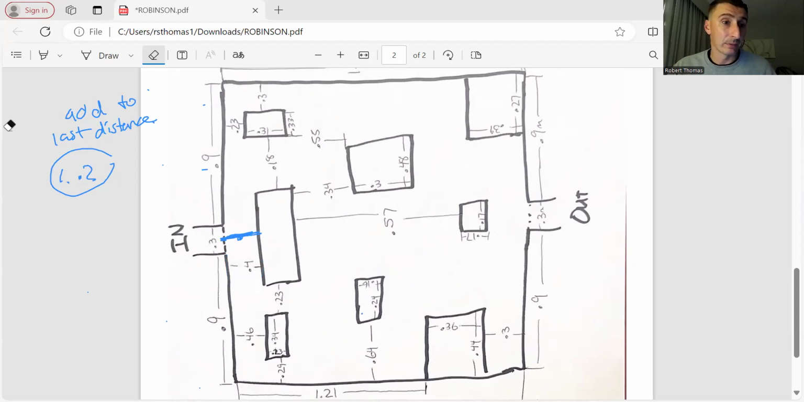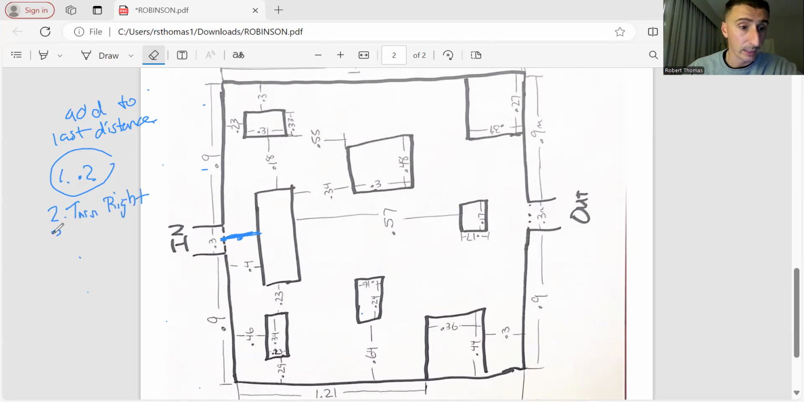My next step, okay, ready? I'm coming into the box. I'm going this way. I said I'm going to go right. So I have to say turn right.